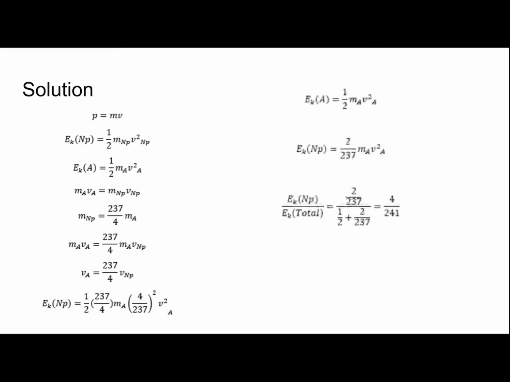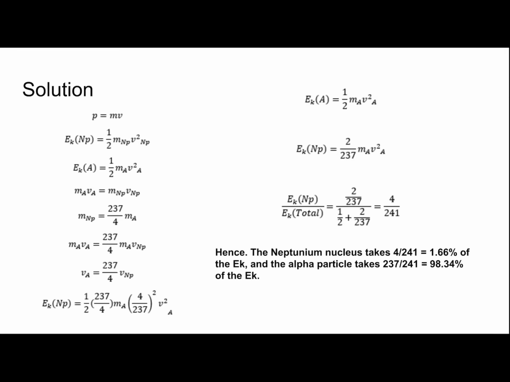So in this case, the mass of the alpha particle and the velocity squared of the alpha particle will cancel out. Therefore, we're just left with 2 over 237 divided by 1 over 2 plus 2 over 237, which is the total kinetic energy. And that will give us the answer of 4 over 241. So in this case, neptunium will take 4 out of 241, which is 1.66% of the total EK, and the alpha particle will therefore take 237 over 241, which is 98.34% of the total EK.